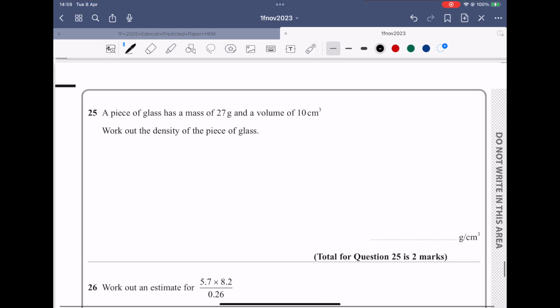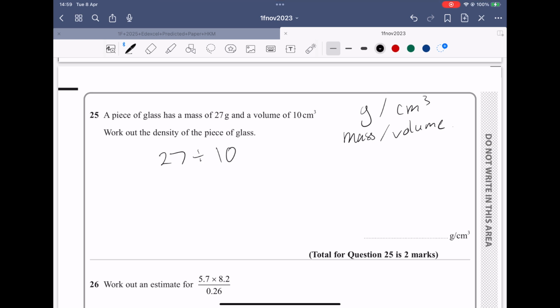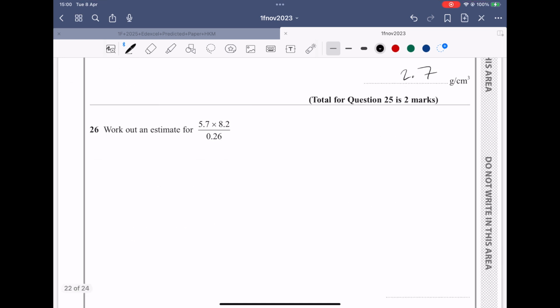Okay, density. This is what I always say to the kids in density: look at the blimmin' units. What are they telling you? G, that's a mass. Centimetre cubed, that's a volume. So the formula for density, g divided by cm cubed, is mass divided by volume. So we're doing 27 divided by 10, which is 2.7, that's it. I'd rather you just did that, or if you weren't sure you could have timesed them, you wouldn't have got the marks, but at least do something. Do you know what I mean? Don't just leave it.